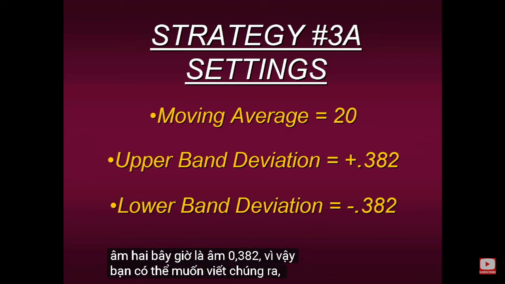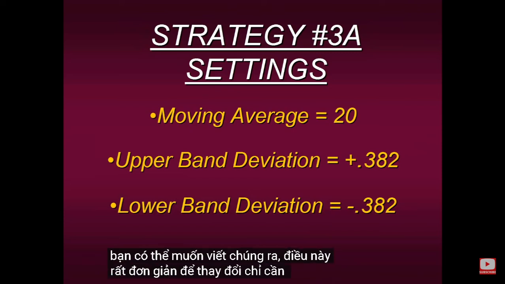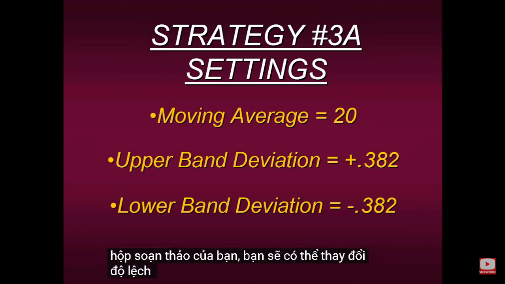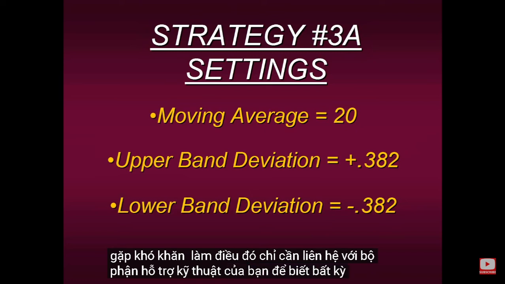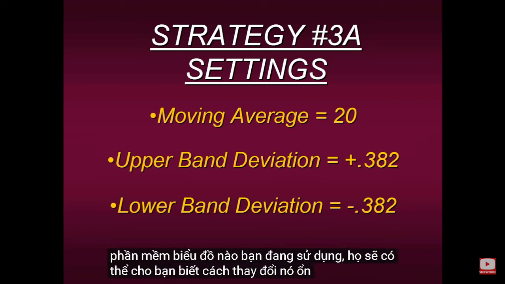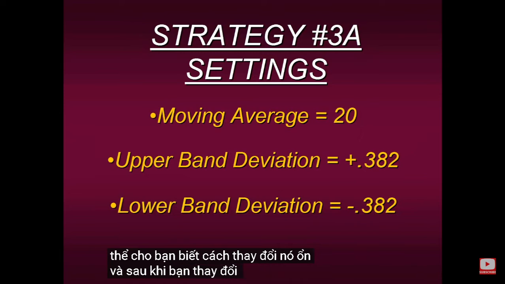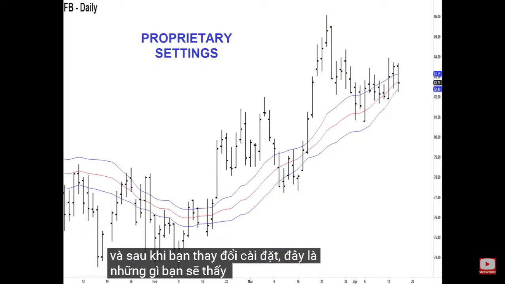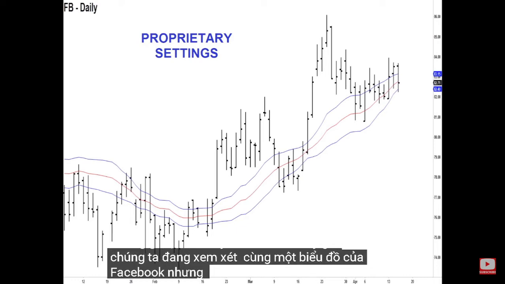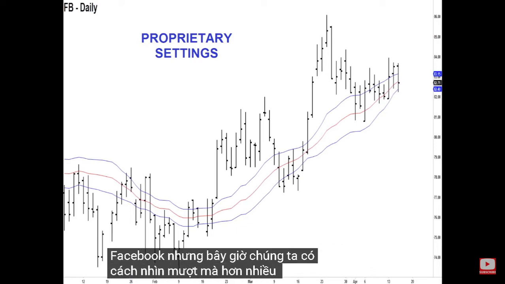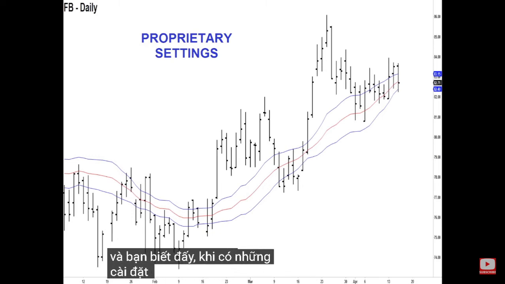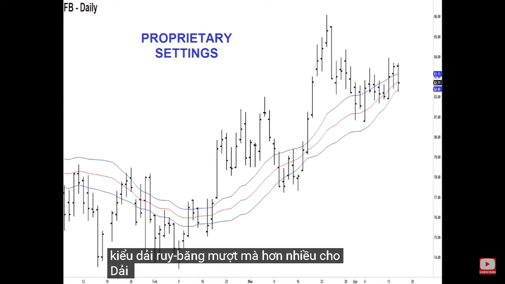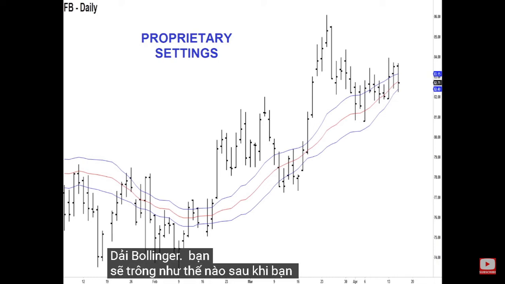So you may want to write those down. This is very simple to change. Just go to your edit box. You should be able to change the deviations of the bands. If you have trouble doing that, simply contact the tech support for whatever charting software you're using. They should be able to tell you how to change it, okay? And once you change the settings, this is what it should look like. You see how now we're looking at the same chart of Facebook, but now we have a much smoother look. Instead of this contraction and then getting big again, with these wide settings, now we have a much smoother kind of ribbon look to the Bollinger Bands, okay? So that's what it should look like once you change the settings.